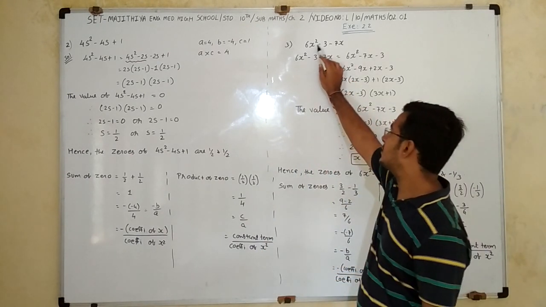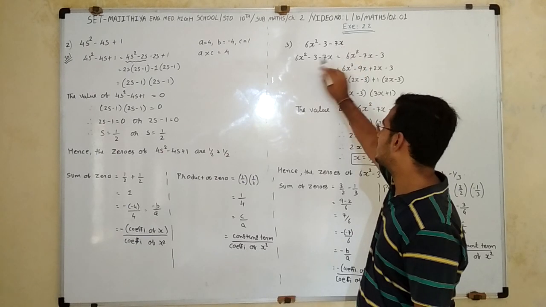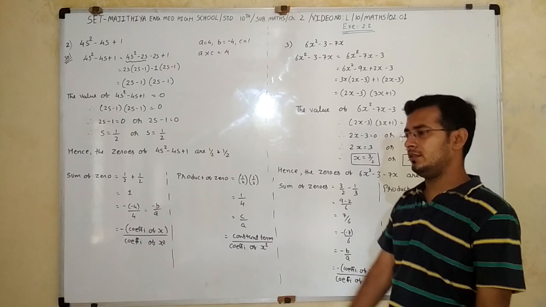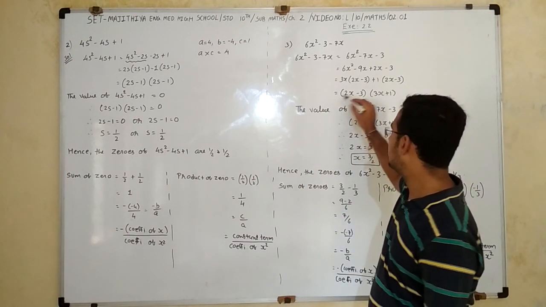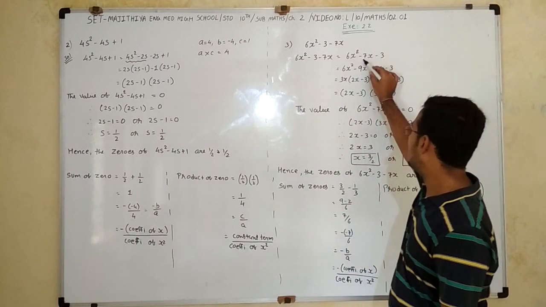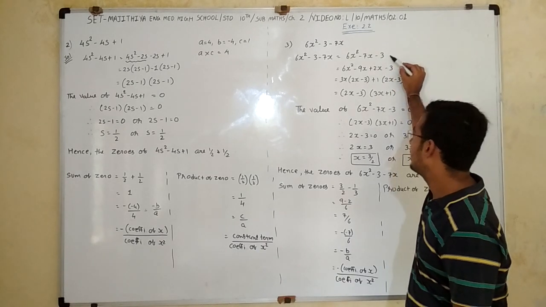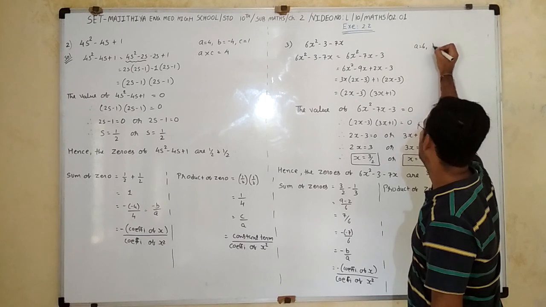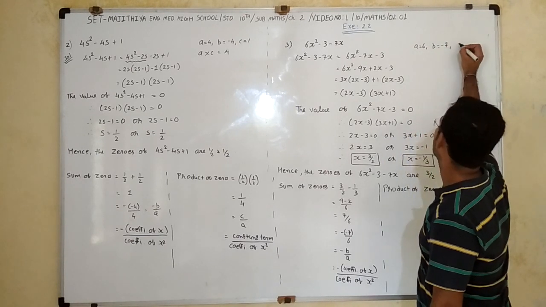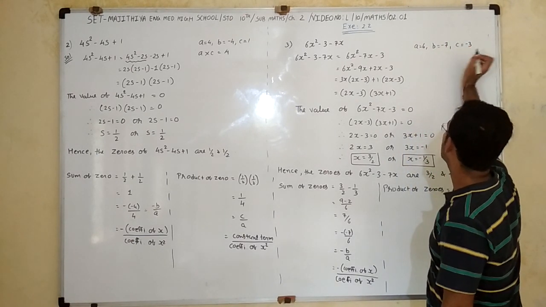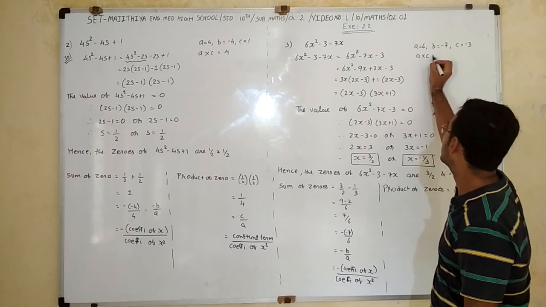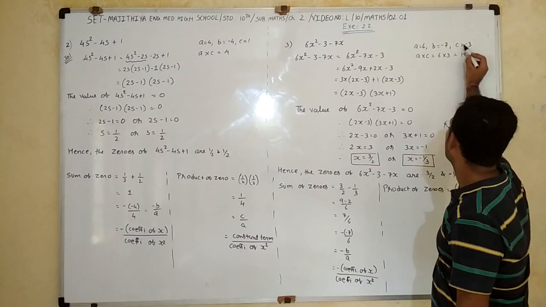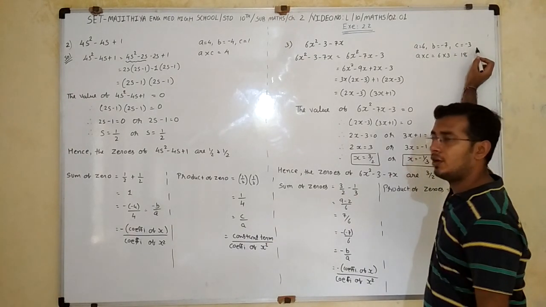The third one is 6x² − 3 − 7x. I rearrange these terms because the polynomial should be in descending order of powers 2, 1, 0: 6x² − 7x − 3. Here a is equal to 6, b is −7 and c is equal to −3. So the first step is a × c: 6 threes are 18. We take only the number, not the sign.